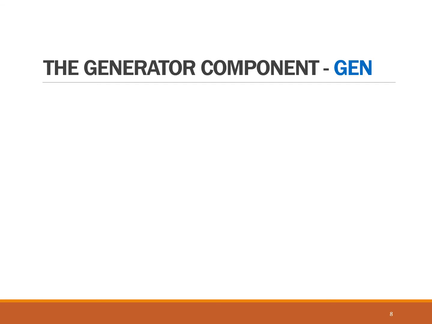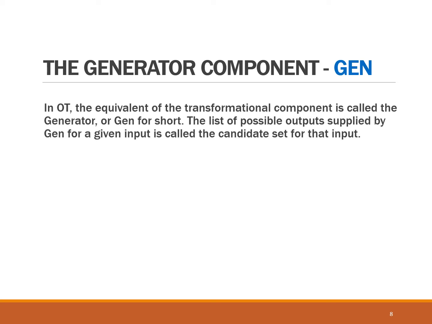The next important component of OT grammar is called Gen, which stands for generator. What does the generator do? In OT, the equivalent of the transformational component is called the generator, or Gen for short. The list of possible outputs, this is important, that means the candidates, supplied by Gen for a given input is called the candidate set for that input.